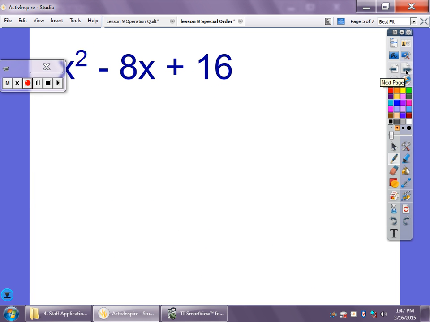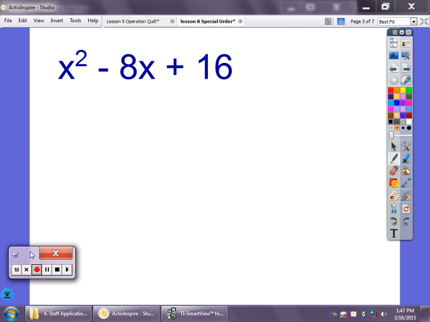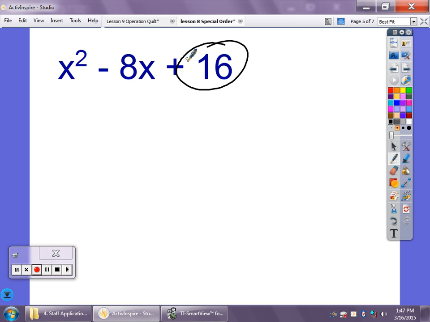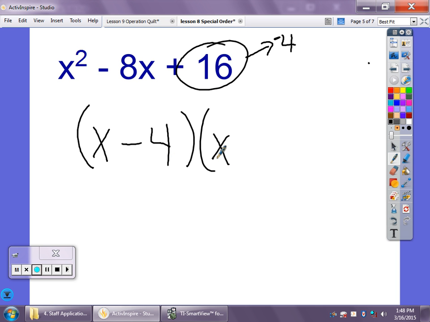Okay, so I did a couple extra problems. Let's look at these. This has a middle term, so I'm going to focus on the end. I always test to see if it's perfect, and 16 is perfect. It gives me 4. 4 times 4 is 16. 4 plus 4 is not negative 8. So we're going to switch this to a negative and test it. Negative 4 times negative 4 is positive 16. Negative 4 plus negative 4 is negative 8. So my answer is x minus 4 times x minus 4.